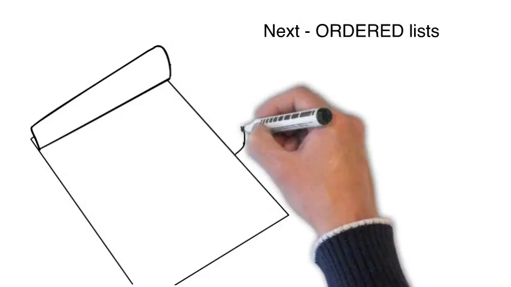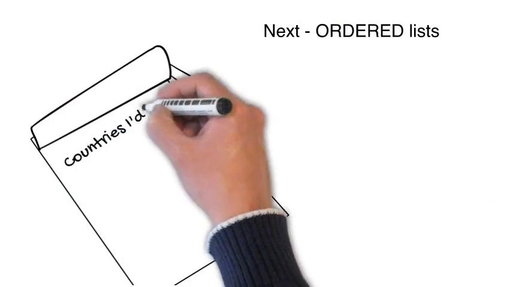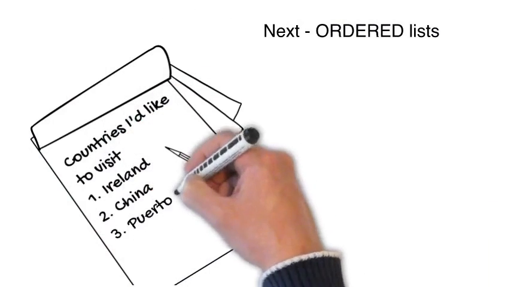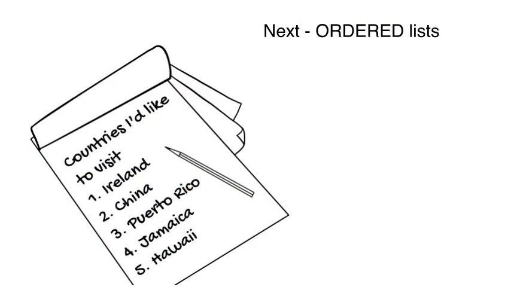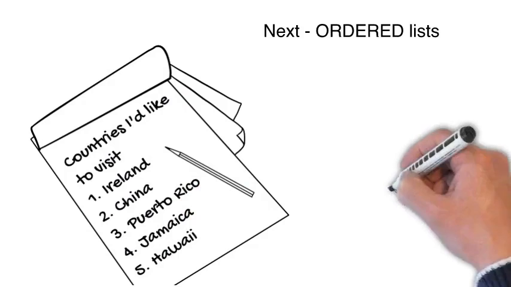So next we're going to deal with ordered list. This is a list that basically will be numbered for us. So I have a list of countries I'd like to visit: Ireland, China, Puerto Rico, Great Britain, and Hawaii. Of course, you're no doubt saying to yourself, wait, Hawaii is not a foreign country. You're right, but it's my website, so I get to say whatever I want.